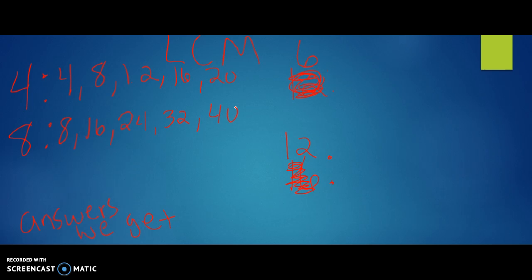Okay, we're looking for the least and the common. Remember, least is smallest. Common means the same or found in both lists. So let's start with common. What numbers do we see in both lists? We see the numbers 8 and 16. Now we want the smallest. So my least common multiple between 4 and 8, because that's what I circled, would be what? 8.